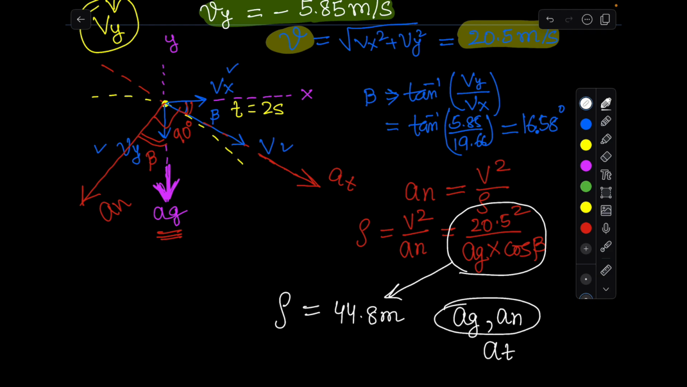By two ways, as I explained earlier. Here we can apply the angle, and we can write ag multiplied by sine beta, and our answer will be 2.80 meter per second square.